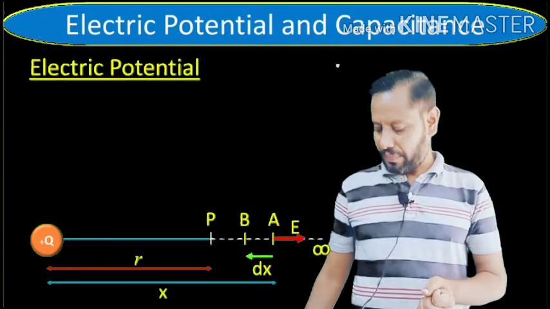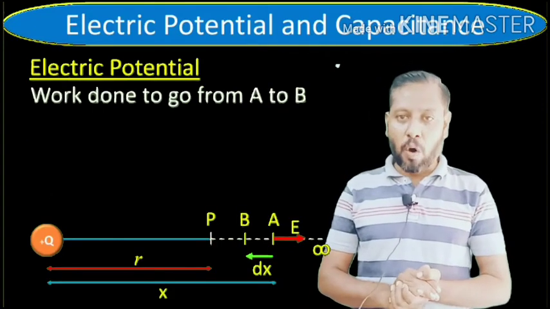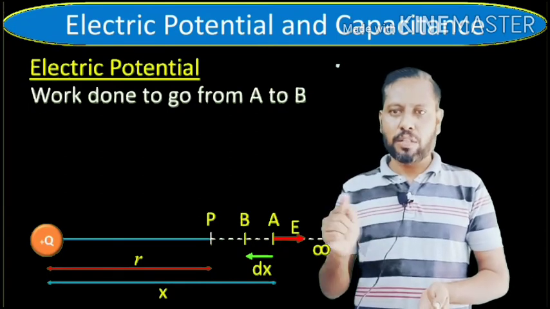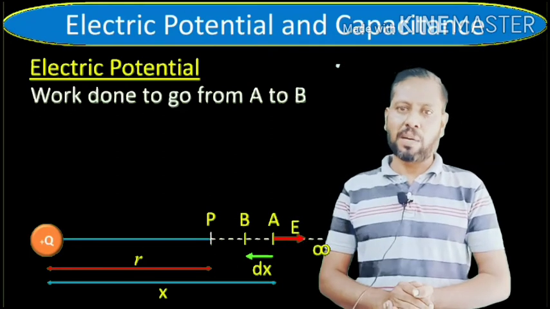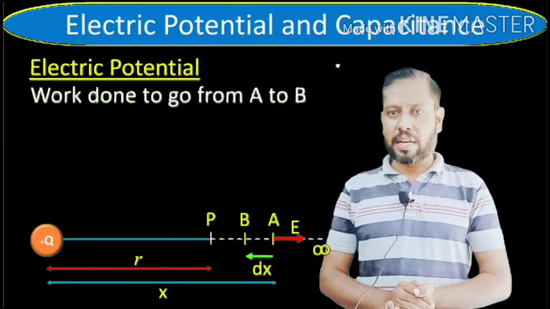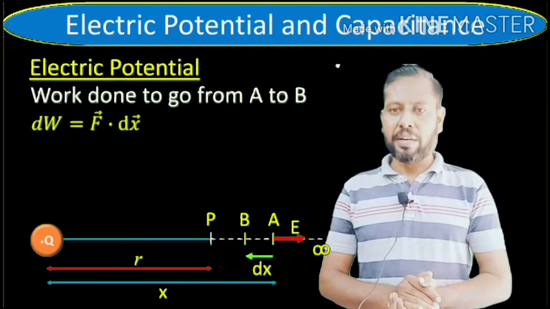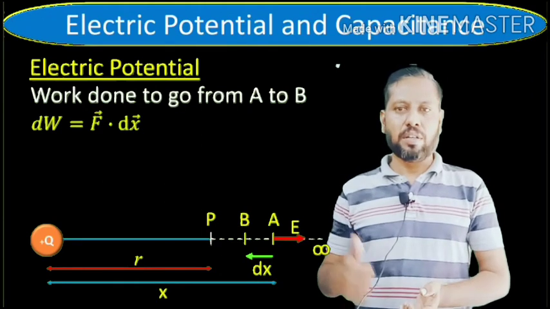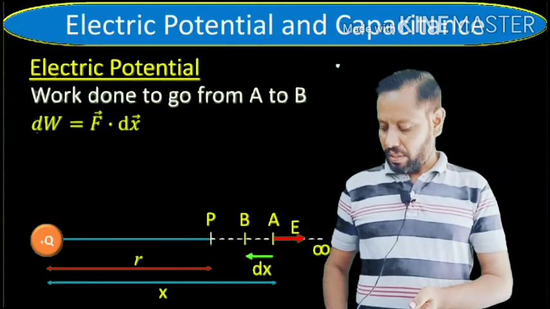Now we want to find the small work done required to go from A to B, where we go a small displacement dx. In that process, what amount of work is required, let us try to find out. That work can be given by dW equals F into dx, as shown here.